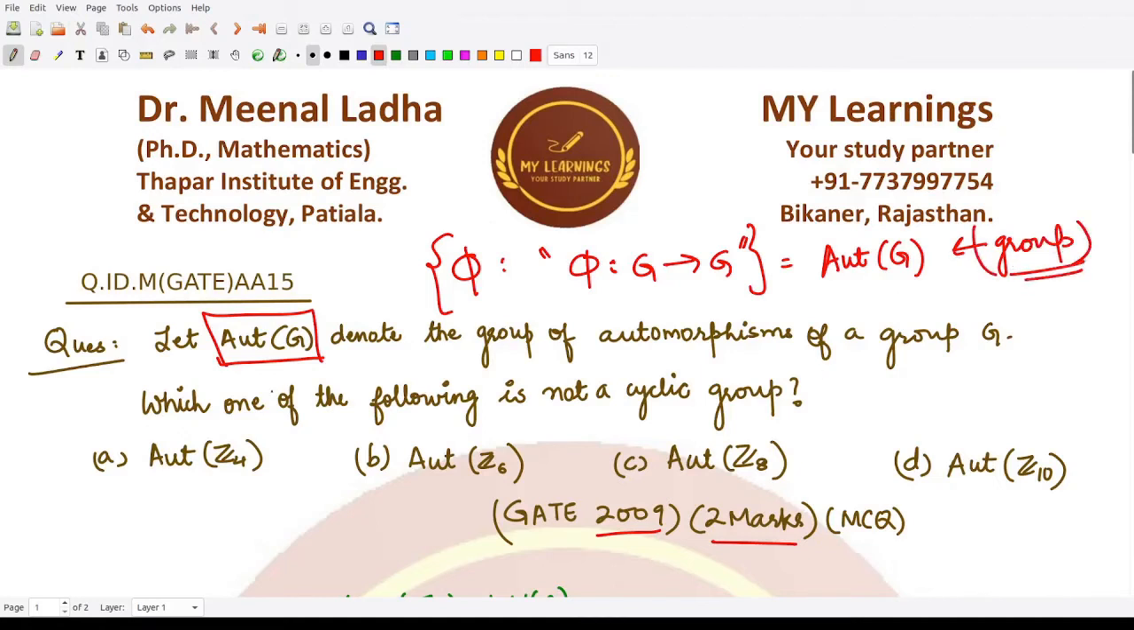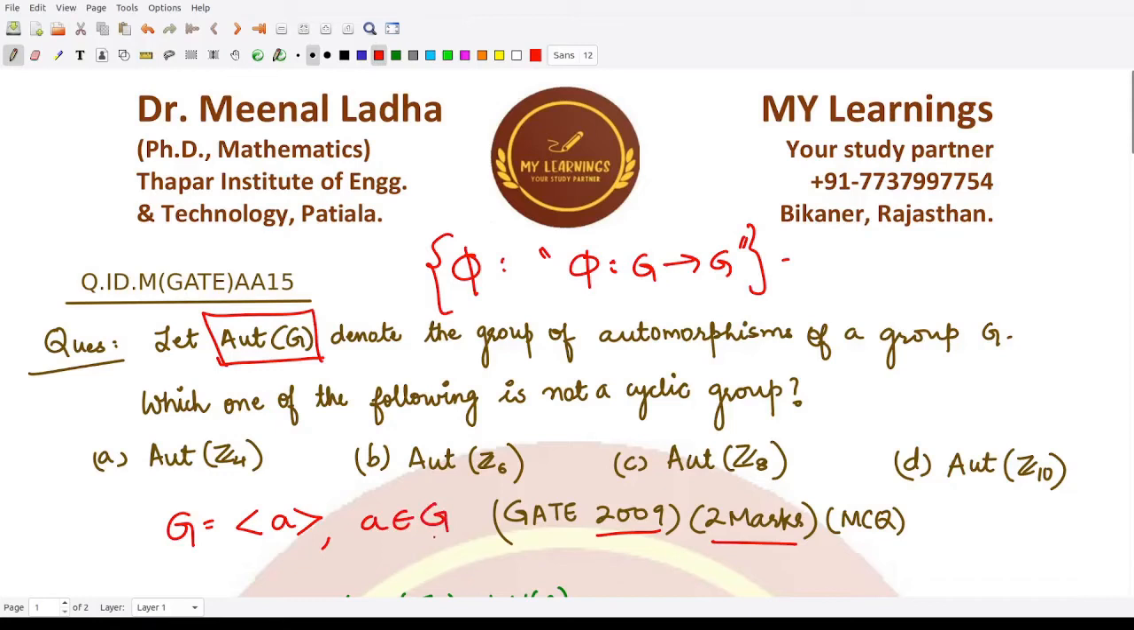So now they are saying for this group, if we change this group G, then what would be the automorphism of each of these groups, and in fact whether the group of automorphisms of these groups is a cyclic group or not. So we need to tell which one among these four is not a cyclic group. So remember, for any group to be a cyclic group, what do we require? We require that the group is written as generated by some element, where this element is a member of G. This is the condition for a group to be a cyclic group.